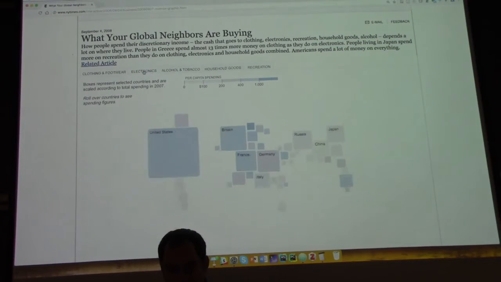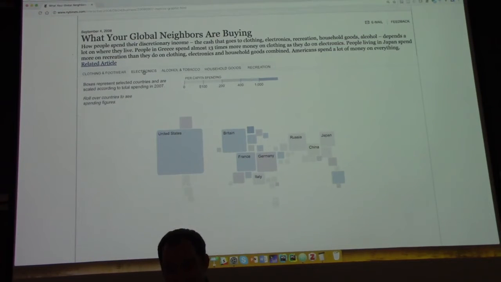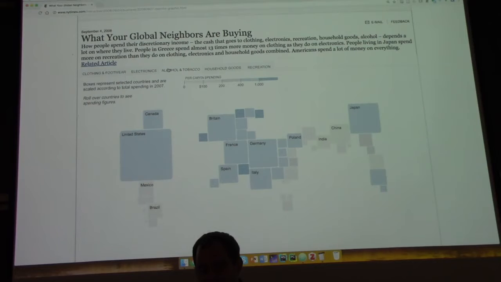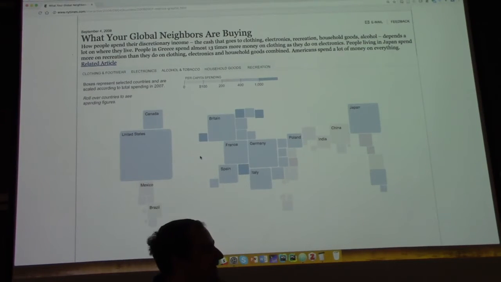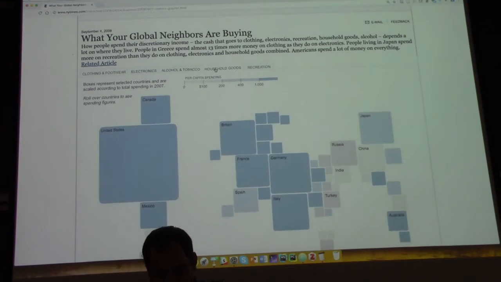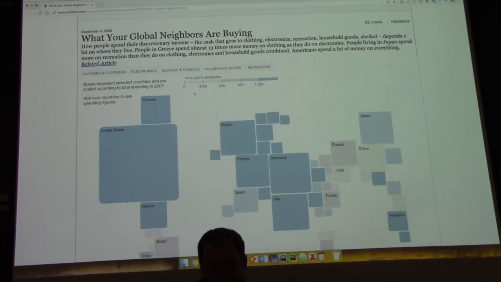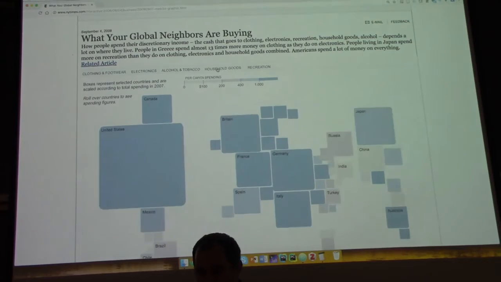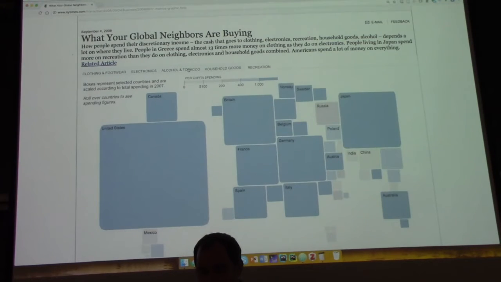If we switch over to electronics, we can see that people generally spend less on electronics than they spend on clothing. The alcohol and tobacco suddenly sees Europe rise. So Americans don't seem to smoke and drink as much. Household goods, that's the second and third lawnmower in the United States probably. And then recreation, and you can suddenly see that Japan has actually increased quite a bit here.